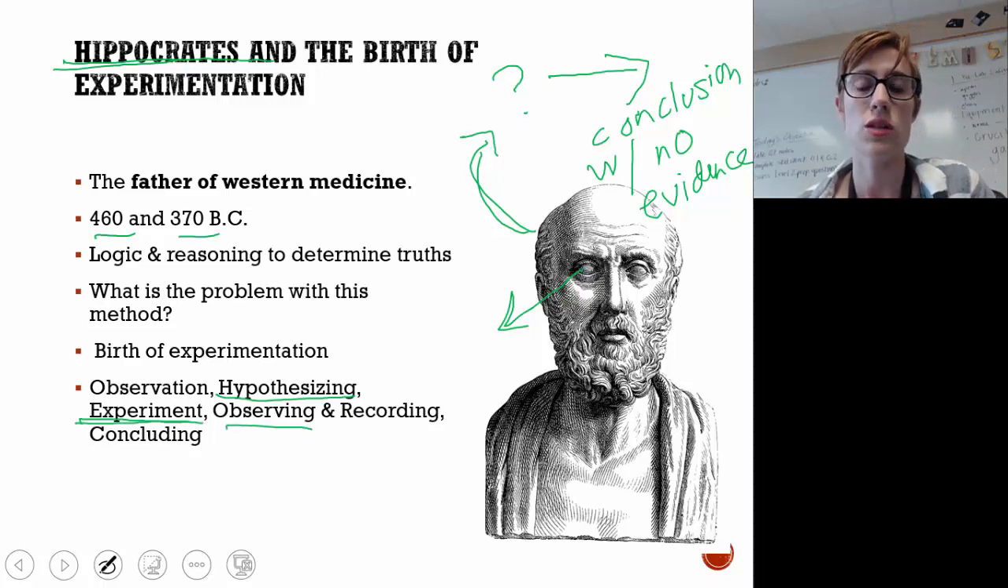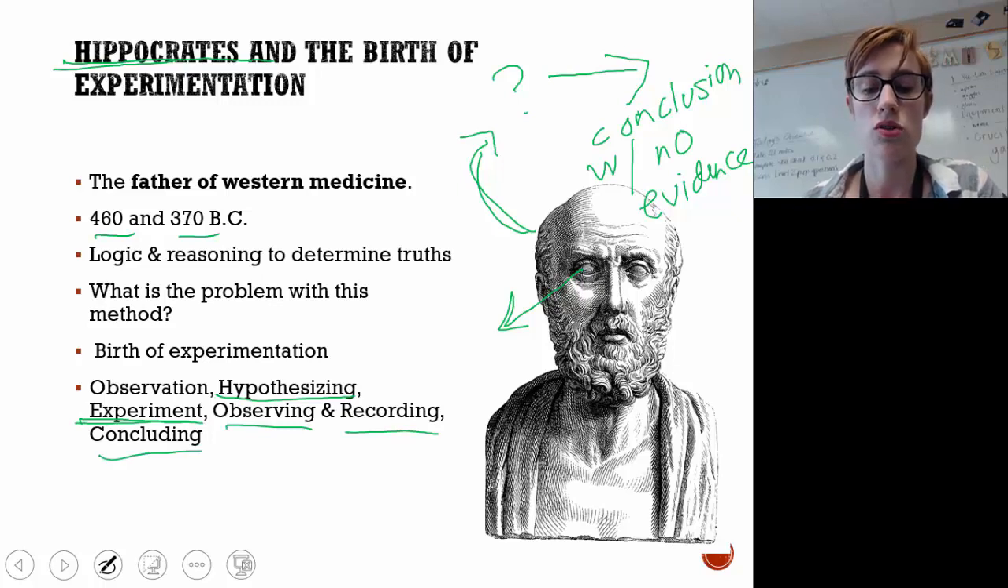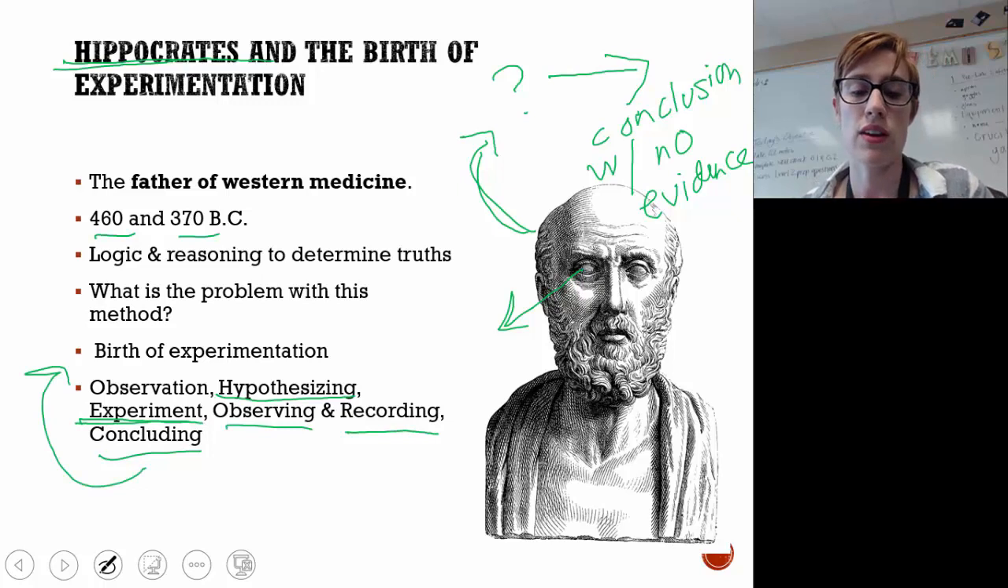After we conclude our experiment, we then observe what happened. As a result of that, we record the results, we make a conclusion, and then we start the process over again. So the process of the scientific method and experimentation is a cyclical pattern that we continually cycle through.